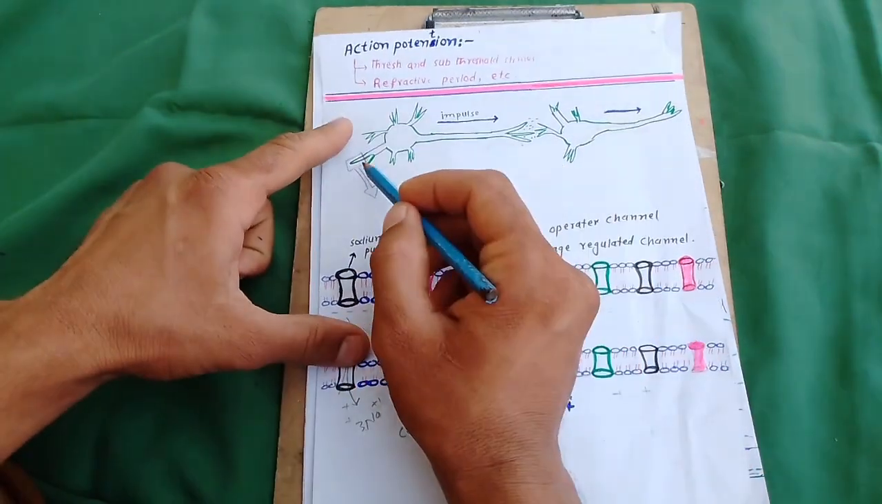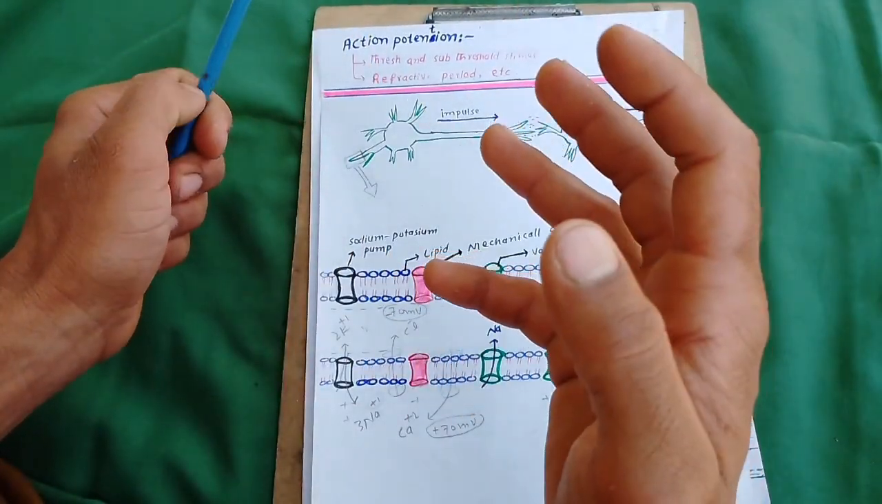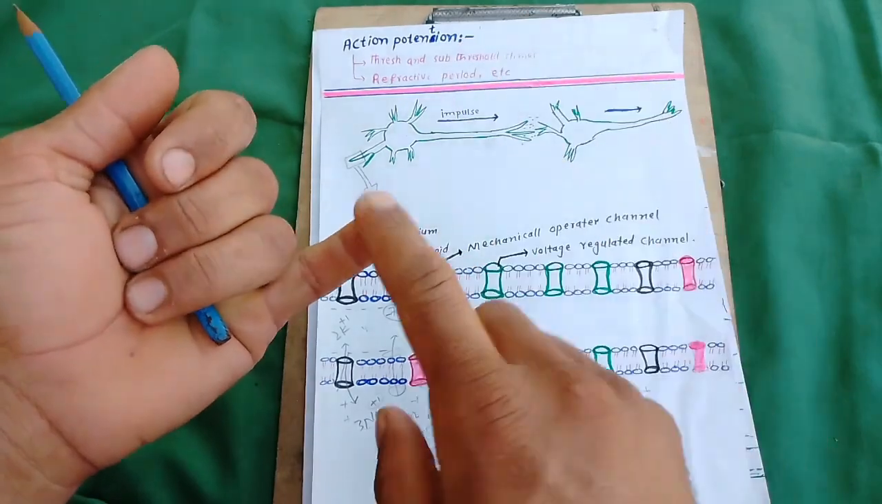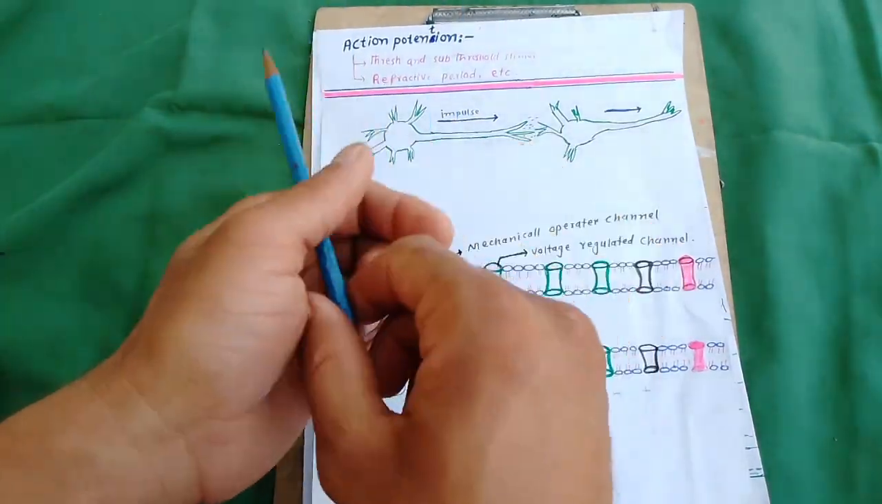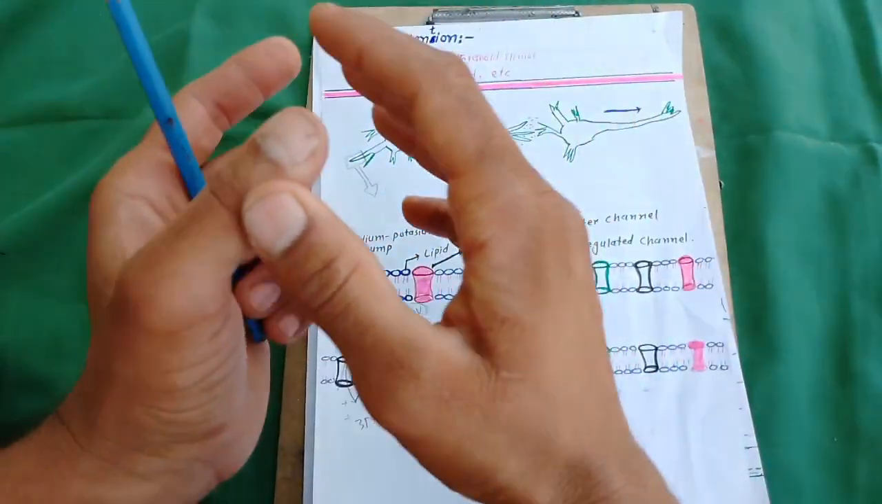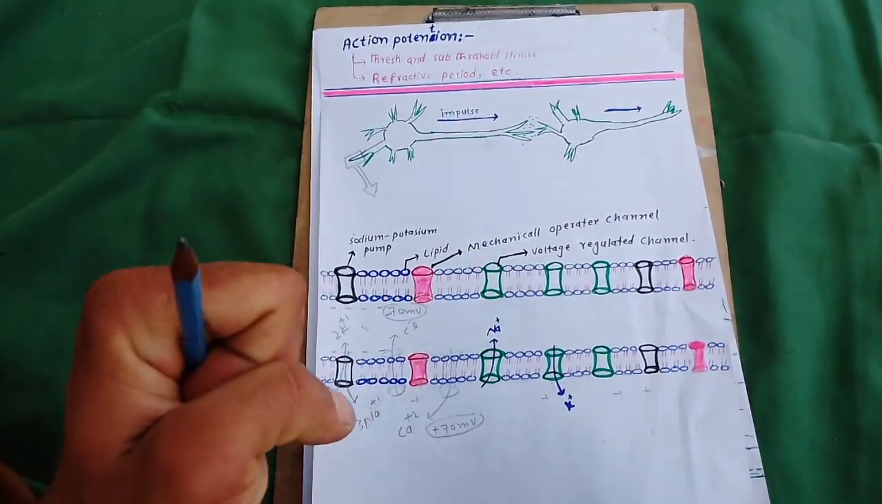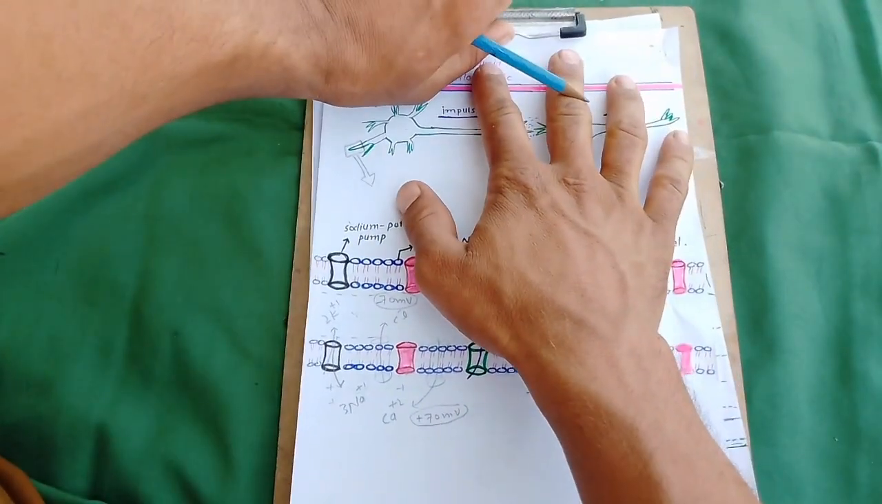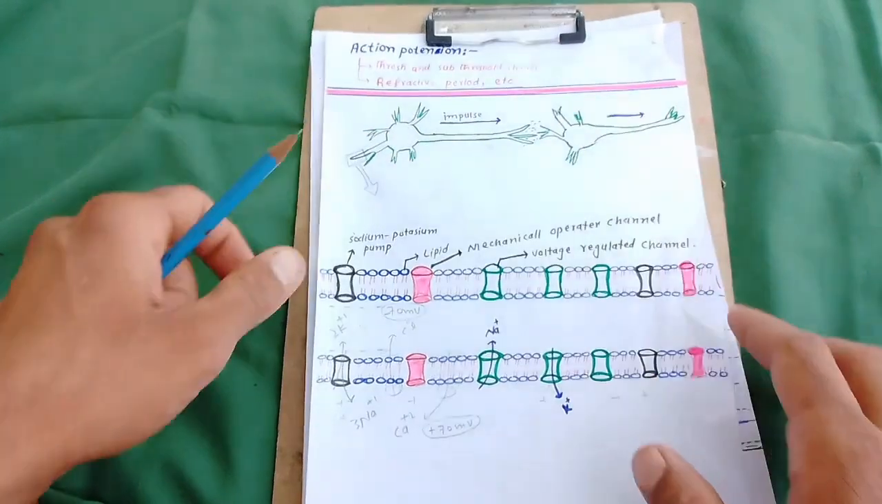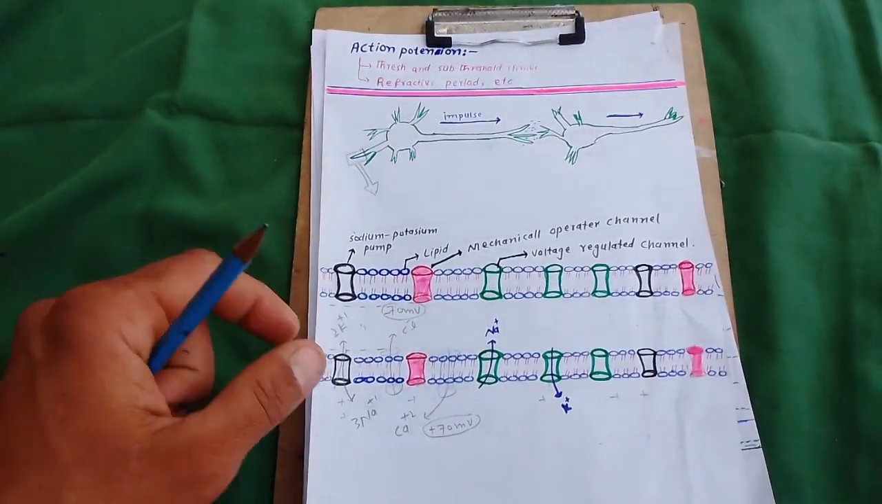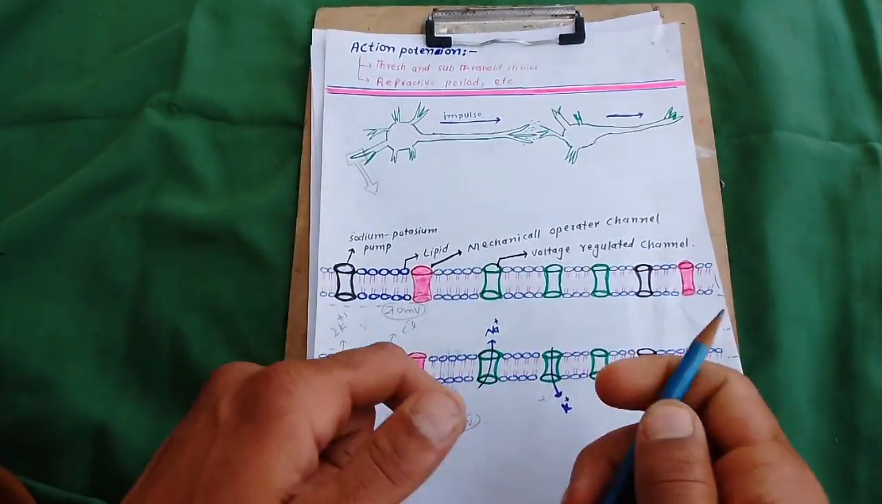But when I touch this area with adequate strength, what is meant by adequate strength? That stimulus which produces an action potential in the cell membrane of the neuron or the muscle cell is called adequate strength or threshold stimulus.